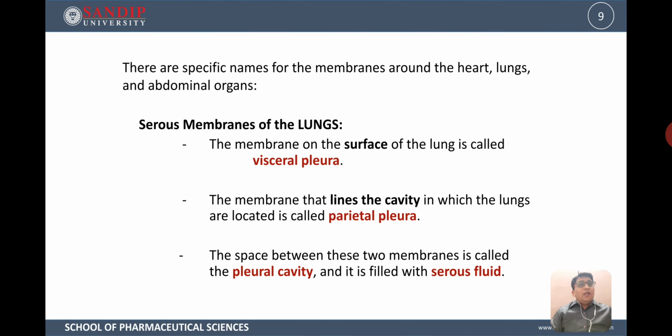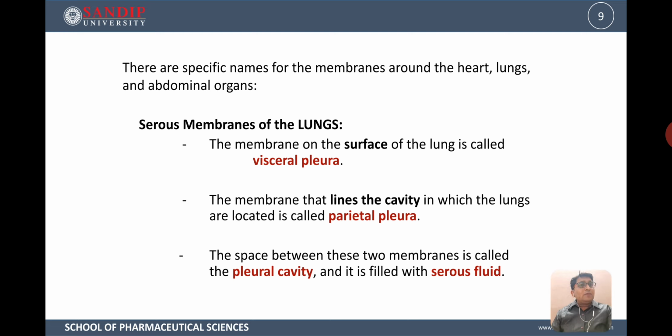Now there are some specific names for the membranes of the heart, lungs and the abdominal organs. We already discussed that parietal is there, pleural is there, and abdominopelvic is there. So the serous membranes of the lungs. When you observe the lungs, 100% the word is pleural.